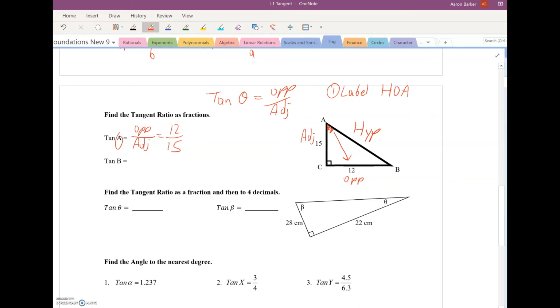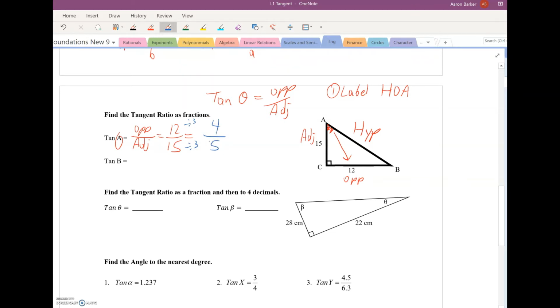You could turn it into a decimal, but we're not going to do that till the next question. But remember, fractions should always be in lowest terms. So what we can do is divide them both by 3. Divide by 3, divide by 3. So that equals 4/5 in lowest terms.